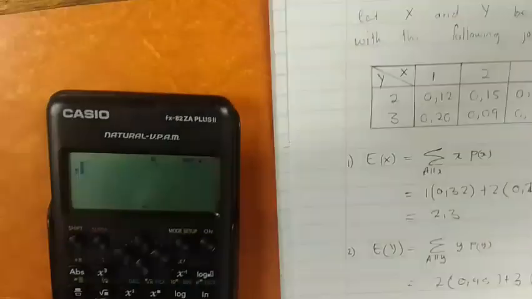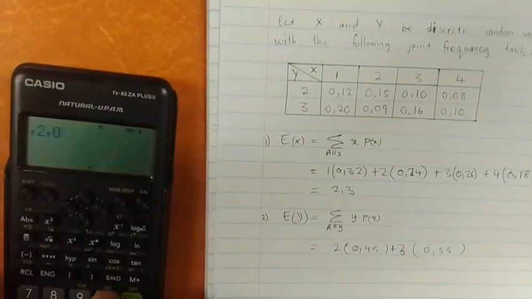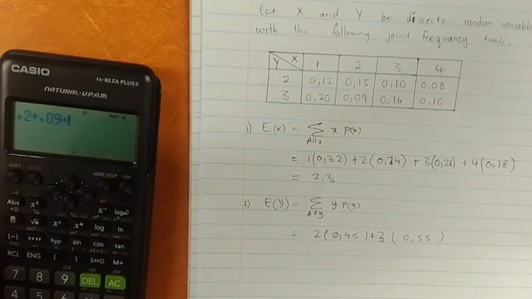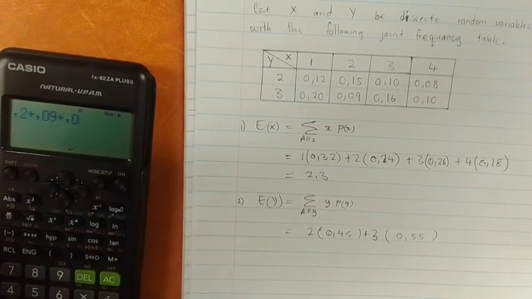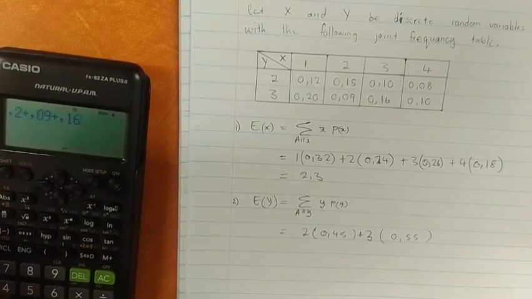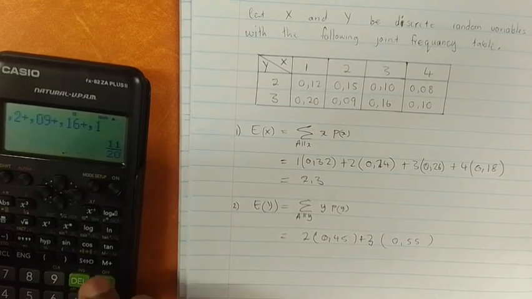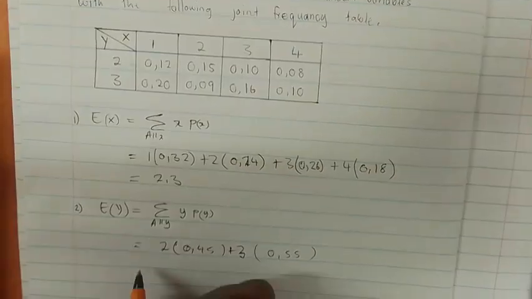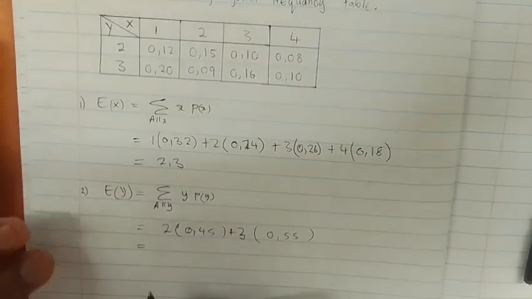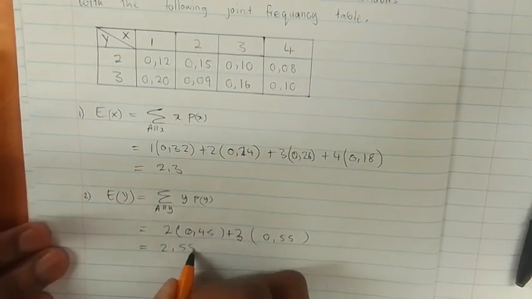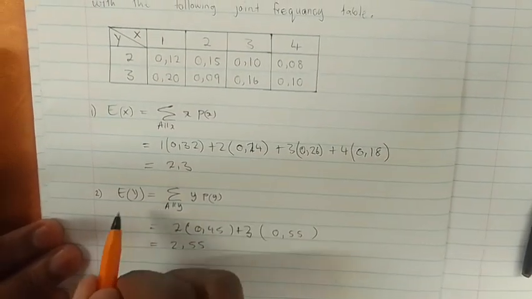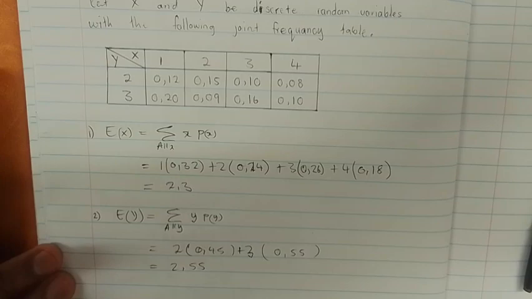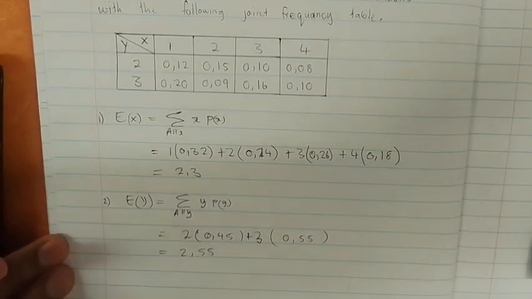But we can confirm it. 0.2 plus 0.09 plus 0.16 plus 0.1. That should be 0.55. Adding all of these together, you get your expected value to be 2.55. Expected value of y is 2.55. And then yeah, let's move to the next question.